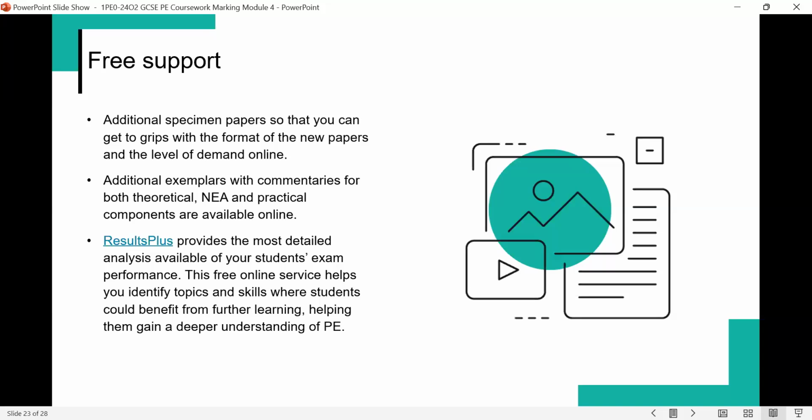Login details for Results Plus can be organised through your exams officer. This site allows centres to identify areas of strengths and weaknesses in performance relative to a national context.